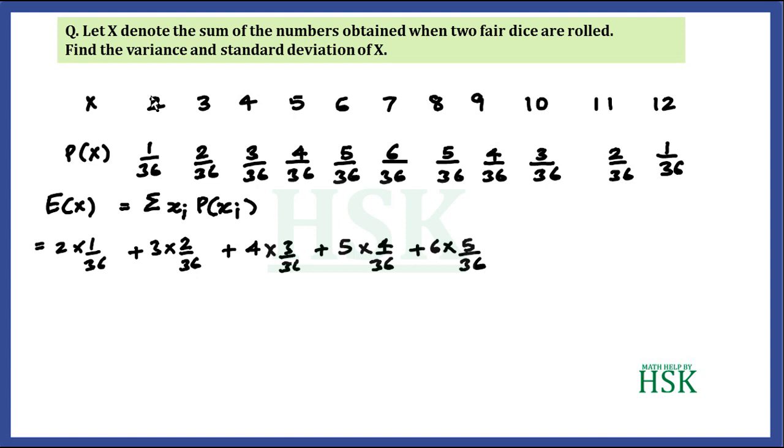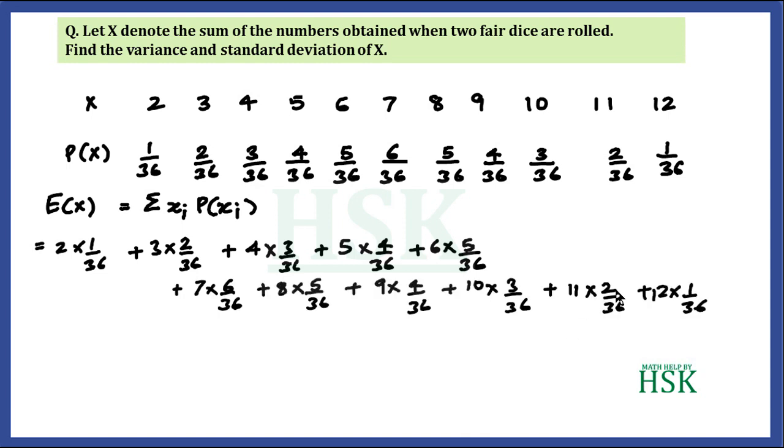Now this is obtained by taking the product of 2 into 1 by 36, 3 into 2 by 36, 4 into 3 by 36, and adding them up to 12 into 1 by 36. Here you can see that there were many cases where I could have simplified the fraction, but I have not done so because this would make the calculation easier. Because it is a fractional term, and to add them we have to take the LCM. So that is why I have written the denominator of each of the fractions as equal to 36.